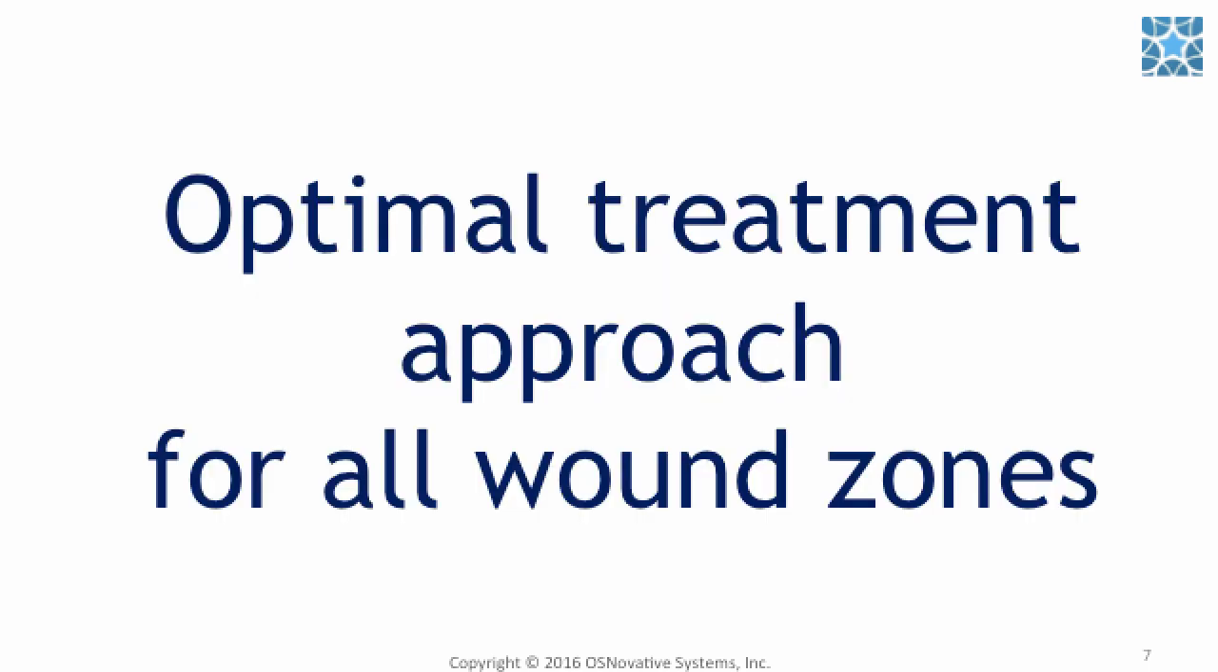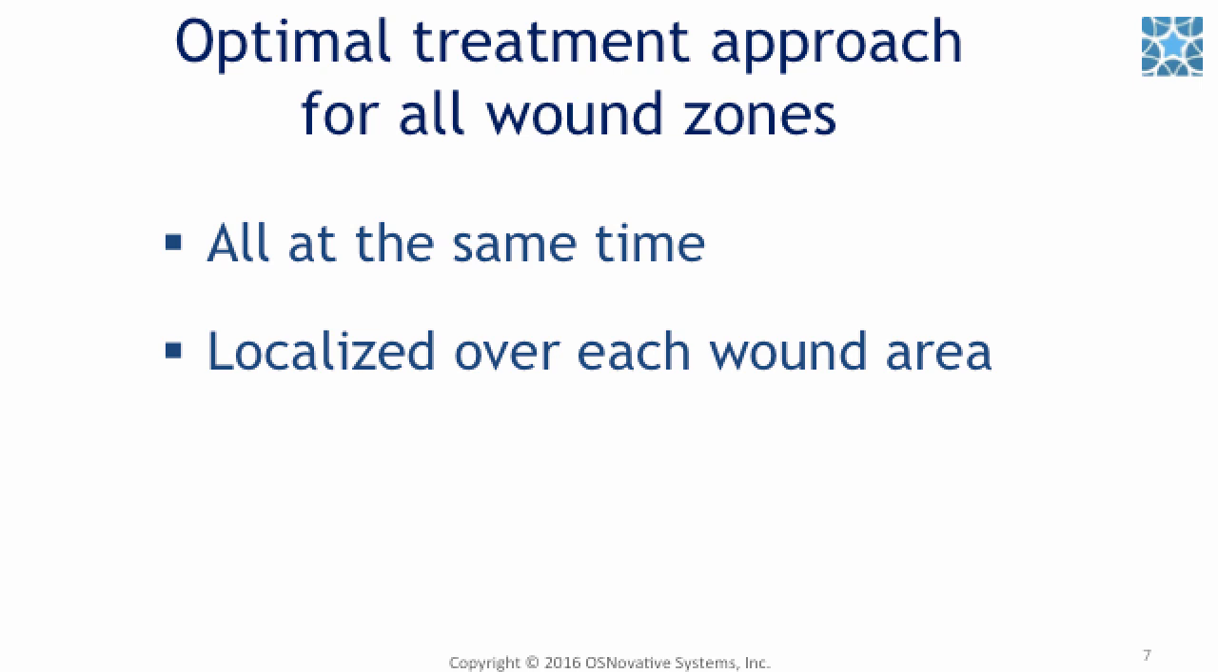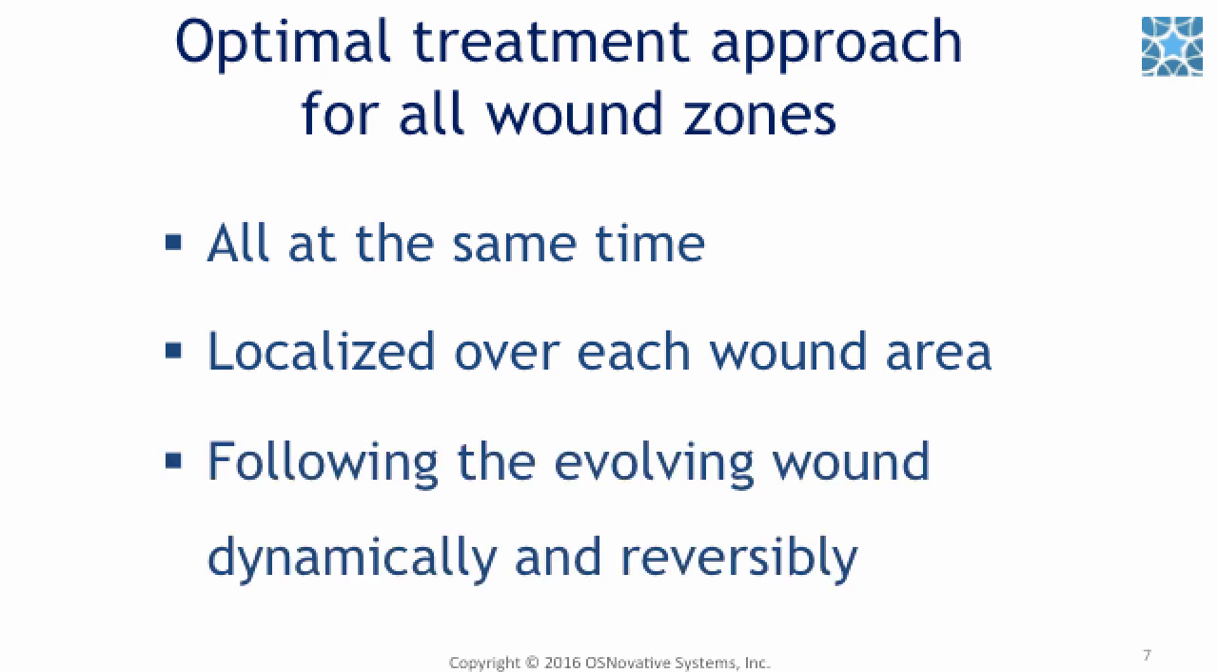The fact is, the best way to jumpstart the healing process of a stalled or chronic wound is to treat each of the different components of the wound exactly how each one of them needs to be treated to achieve healing, all at the same time, localized over the corresponding area of the specific tissue type and component, following the evolving wound dynamically and reversibly. But how do we do this?